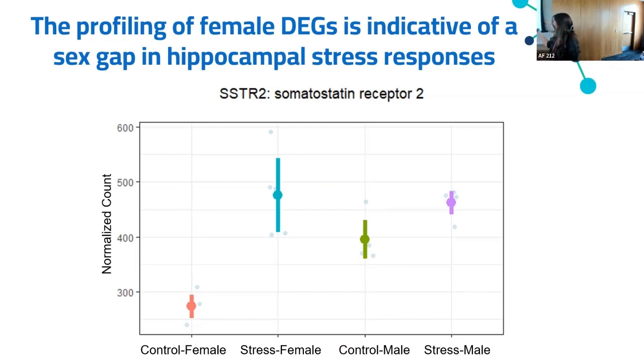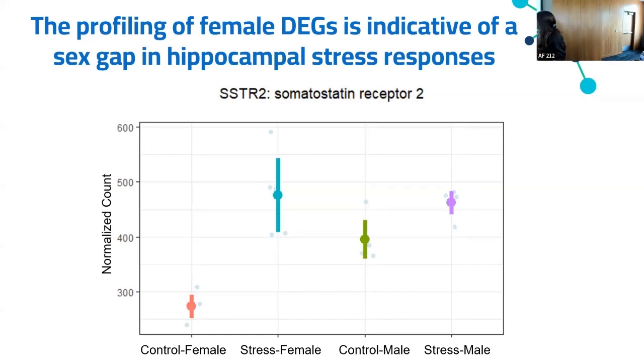On our X, we have our treatment groups, and on our Y, we have our amount of gene expression, essentially. So we can see that this gene is upregulated in stressed females, and it also follows a similar pattern of upregulation in stressed males, but it wasn't significant in males.